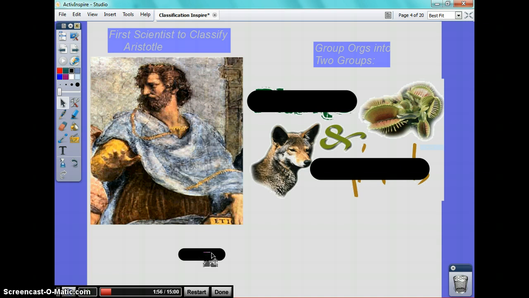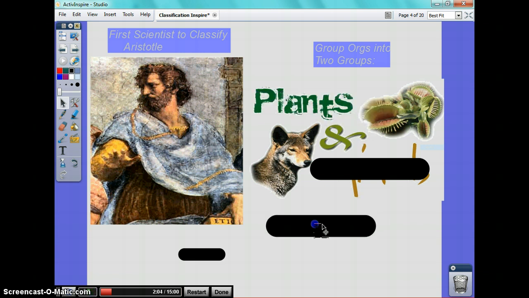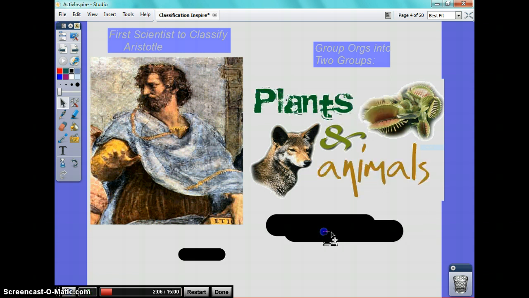He grouped all organisms into two groups. What were they? Look at the picture. You were either this or that. Plants or animals. That's it. You either fell under a plant group or you fell under an animal group. Eventually, we realized that's just not real. Organisms fall under many groups.